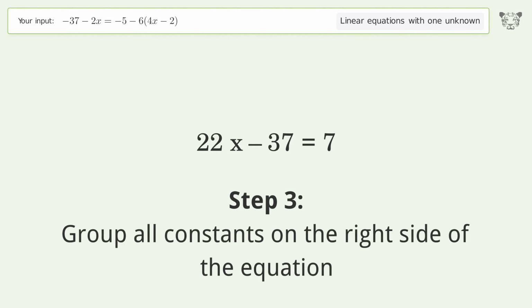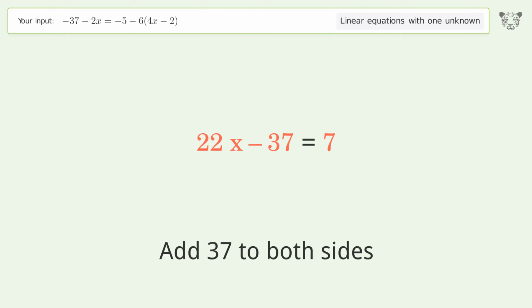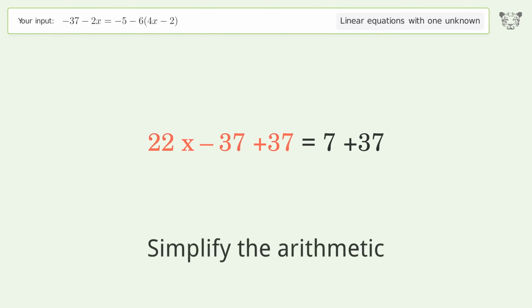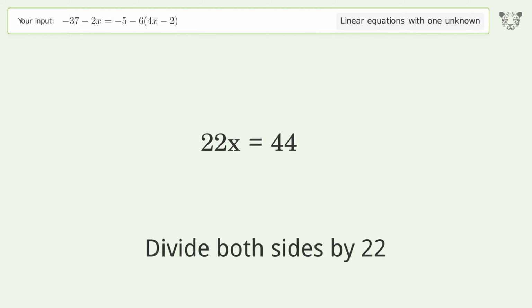Group all constants on the right side of the equation. Add 37 to both sides. Simplify the arithmetic. Isolate the x. Divide both sides by 22.